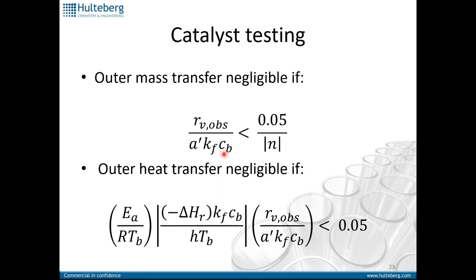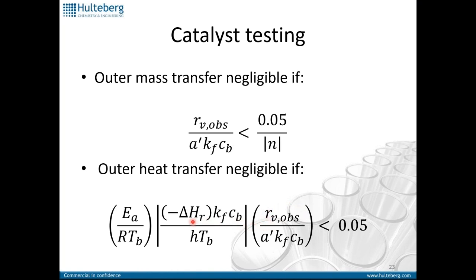So basically, how fast do we convert molecules inside the catalyst, and how fast can we move them there? If we move it almost as fast as we consume it, so if the difference is less than 5% divided by the reaction rate, we can say that it's negligible. Then we do the same thing again. We connect the reaction rate to the heat produced.